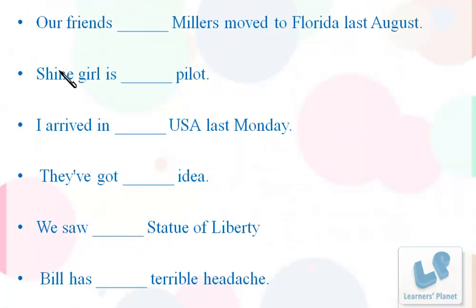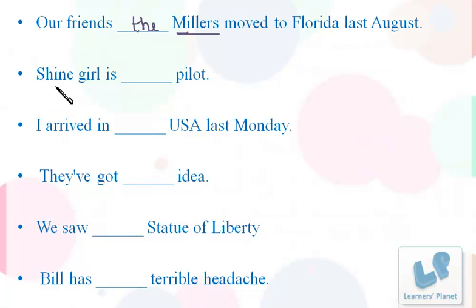Now friends, let us see these fill in the blanks. The first one is, our friends dash Millers moved to Florida last August. Over here we are specifically talking about the Millers who are our friends. So they are being specified. That means we're talking about something definite. So we will use the definite article, and as there is only one definite article, that is the. So our friends the Millers moved to Florida last August.